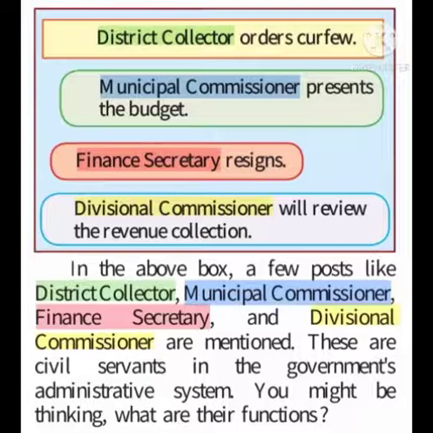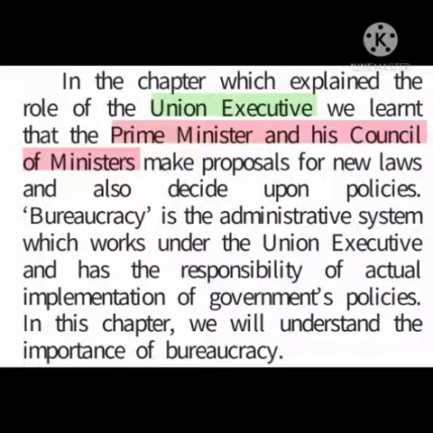As in chapter number 3, we have studied about the Union Executive and the role of the Prime Minister and the Council of Ministers. Their work is to look after the administration of the country, means implementing the law, and bureaucracy is the administrative system which works under the Union Executive. And what is the responsibility of this department? Bureaucracy has the responsibility of actual implementation of the government's policies.